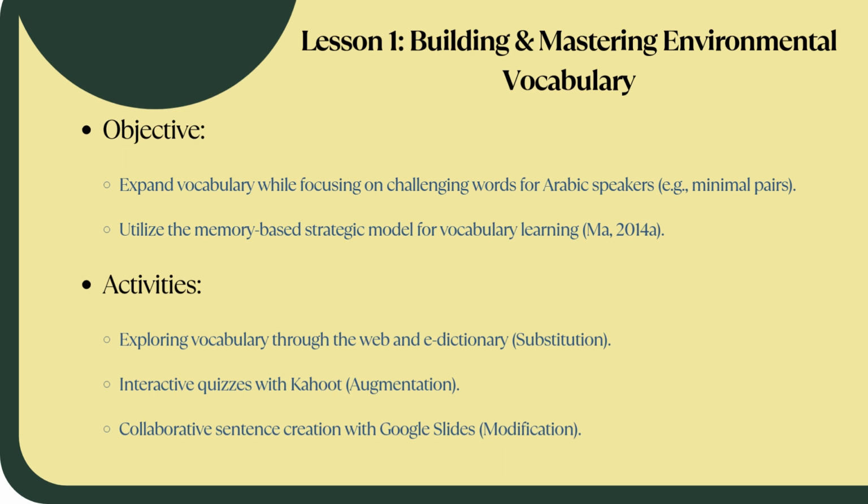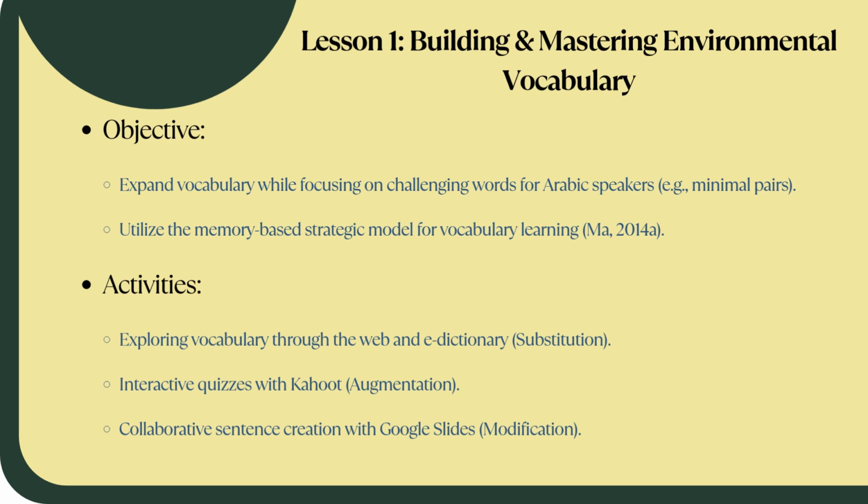Starting with lesson 1, building and mastering English vocabulary. The objective of this lesson is that students will expand their English vocabulary with a focus on words that are similar in pronunciation, known as minimal pairs, which are often mispronounced by Arabic speakers. We can provide examples such as pat and bat. When we focus on this, learners will enhance their comprehension and awareness of English words. They also will be aware of such differences in some words, as we saw in the examples.